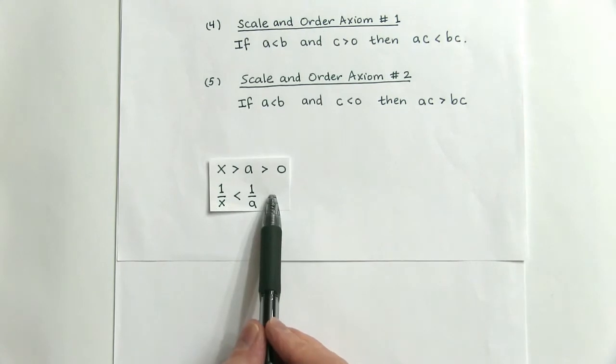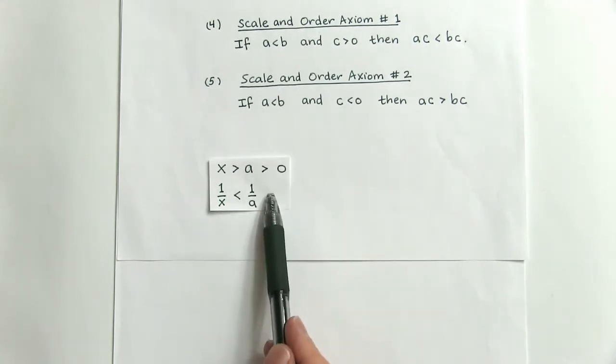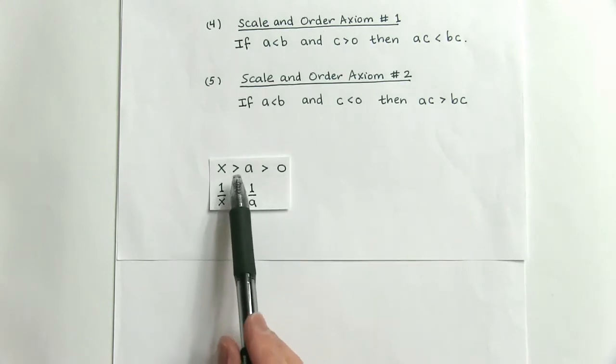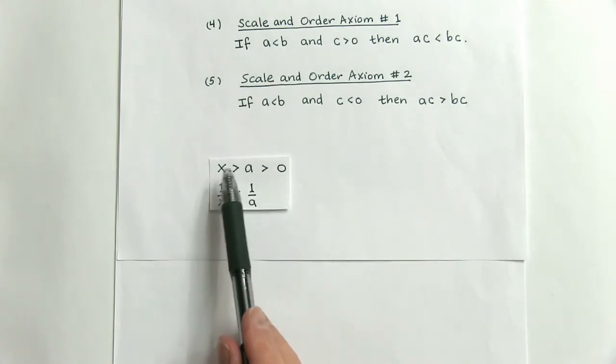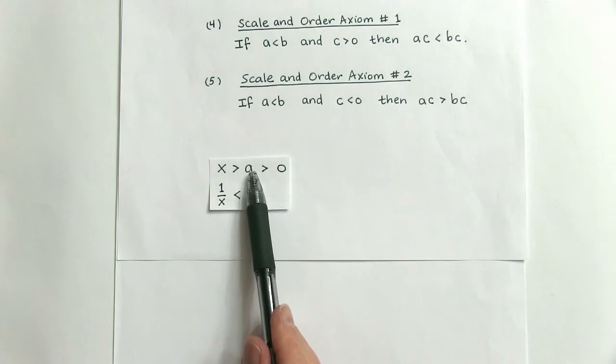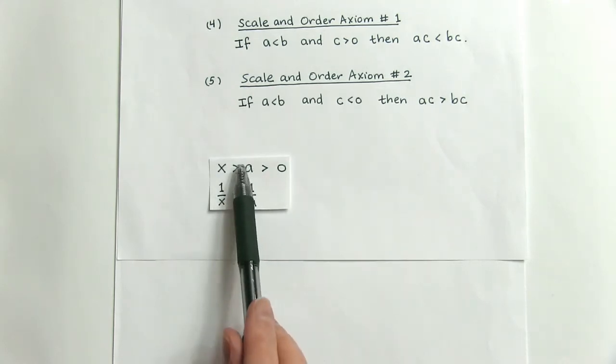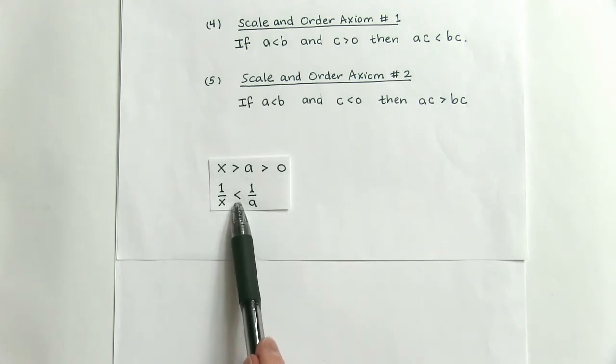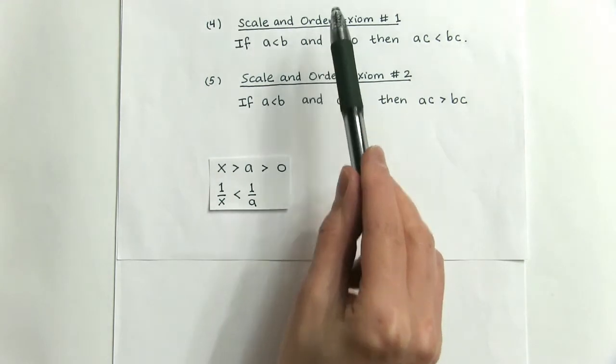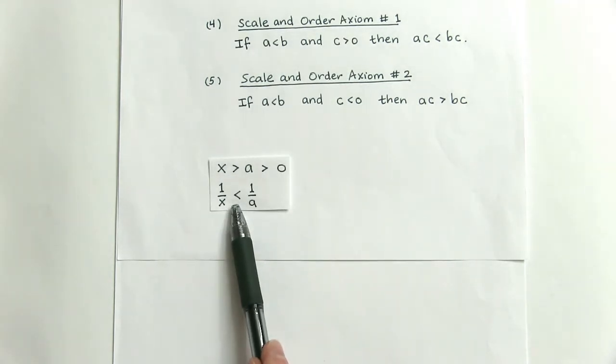Here is one of my favorite tricks, which is a result of the scale and order axiom, and that is, if we take two positive numbers and x is greater than a, then when I take the reciprocal of each number, the inequality becomes reversed. Can you use the scale and order axiom and explain why this is true?